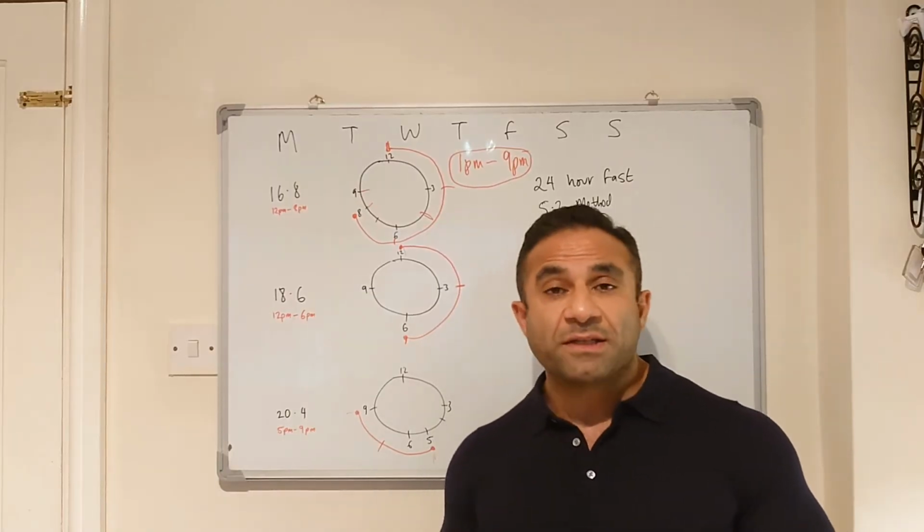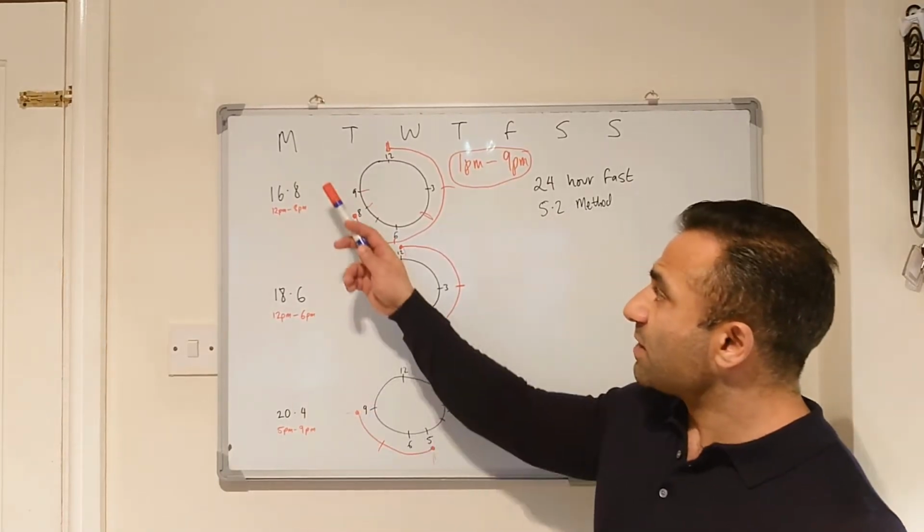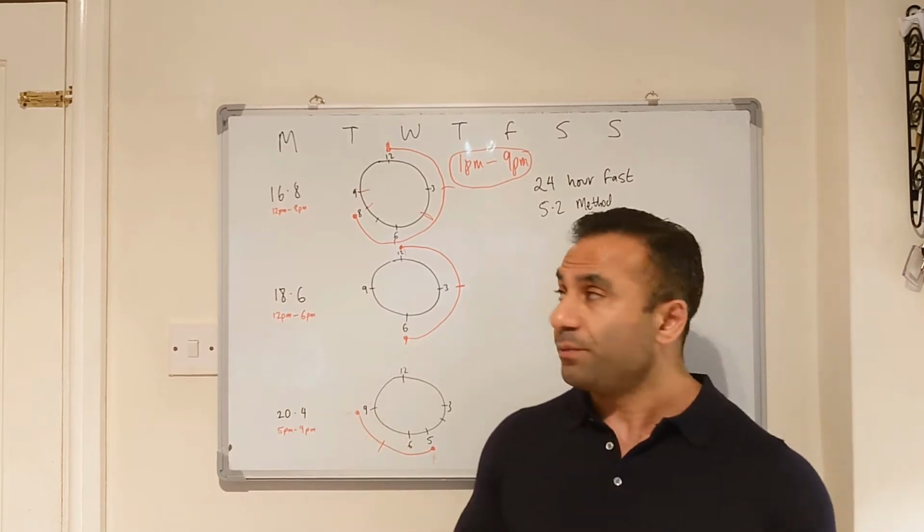So the dictionary definition of fasting is to abstain from all food and drink. So no food, no water, no tea, no coffee. But intermittent fasting is a little bit different, where you can drink water, you can drink tea or coffee during the day, but you can only eat for certain periods during the day. Now there's a few different ways to implement intermittent fasting. I've got some of the popular methods here which I'll go through.